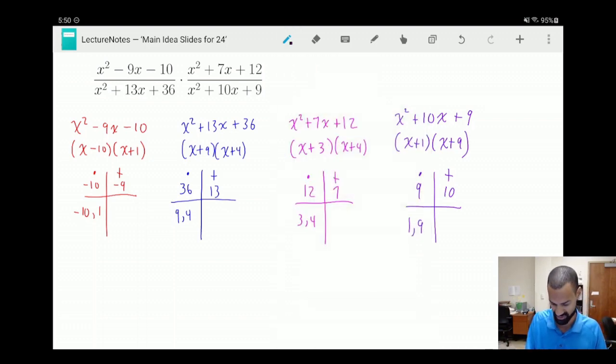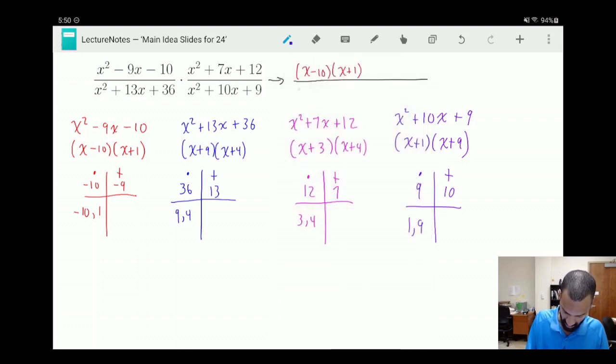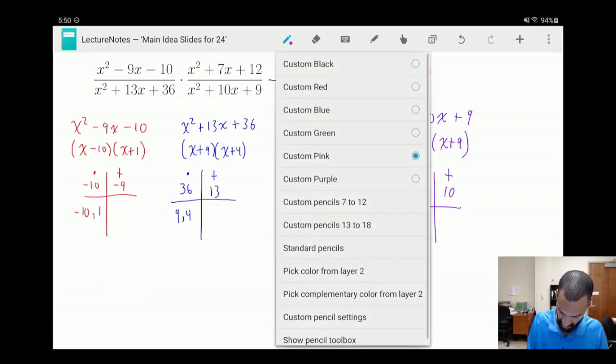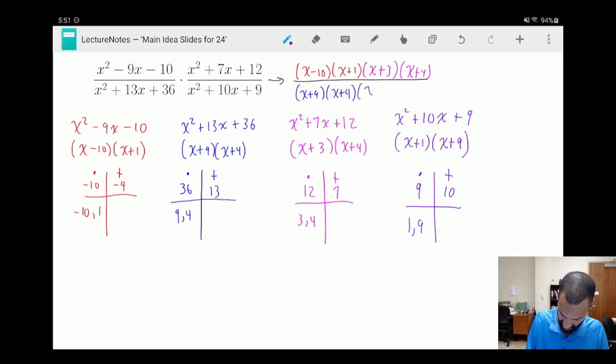Let me rewrite this expression. So we have x minus 10, x plus 1, right? That's the first top left. Then we have on the bottom x plus 9, x plus 4. Okay, x squared plus 7x plus 12, we'll have x plus 3, x plus 4. And then finally, bottom right, x plus 1, x plus 9.